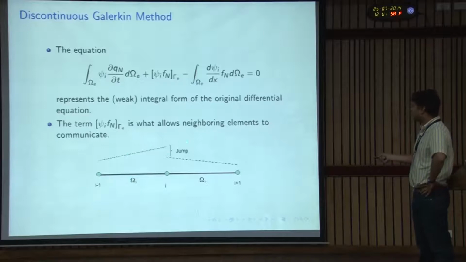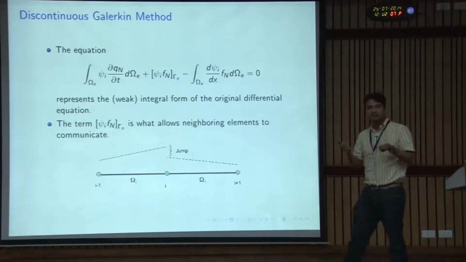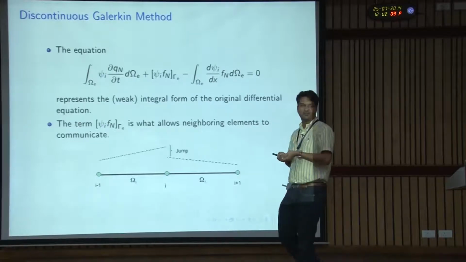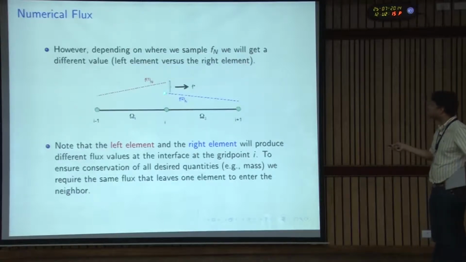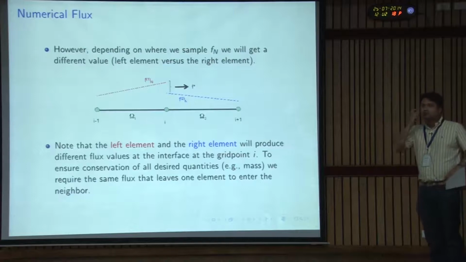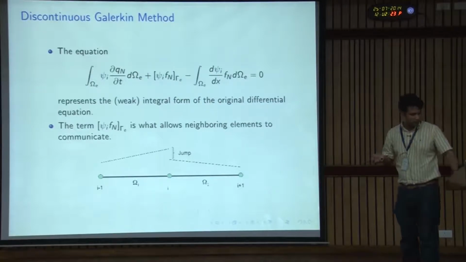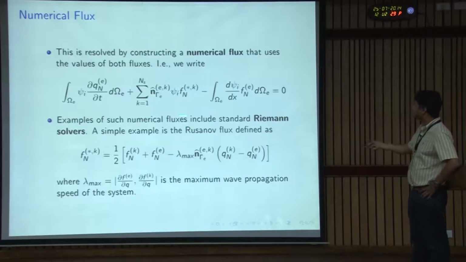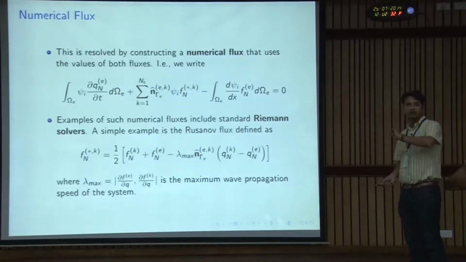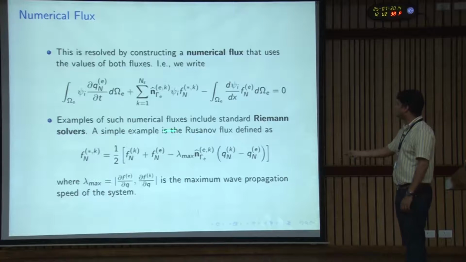Okay? Now, you have a flux which comes in from the left side, and you have a flux which comes in from the right side, which is different because you have different discontinuous solutions. But in order to enforce conservation, you have to use a numerical flux. So you have to basically solve the Riemann problem over here, and you could use any Riemann solver. So you basically construct a numerical flux and sum it over all the boundaries of your computational element.